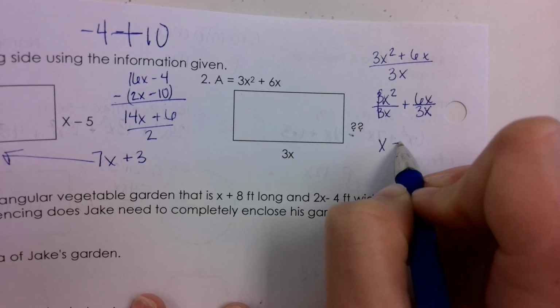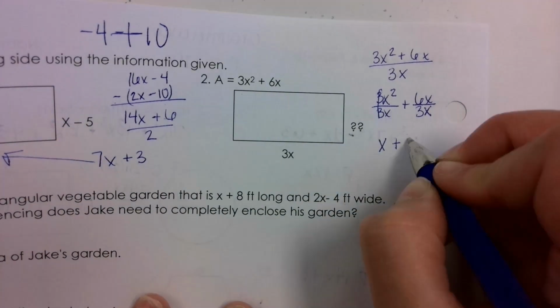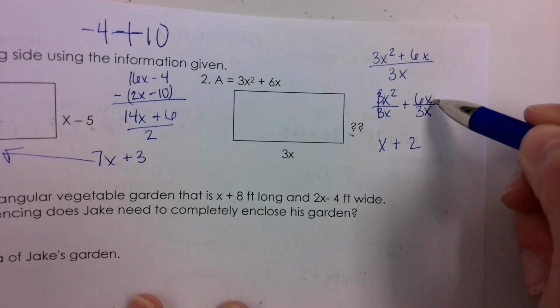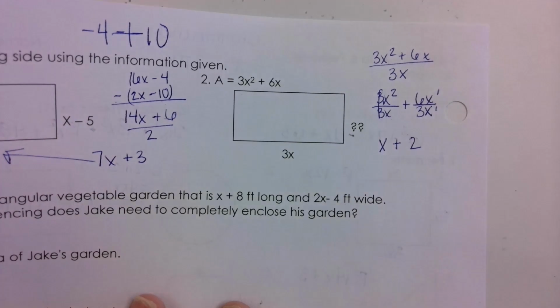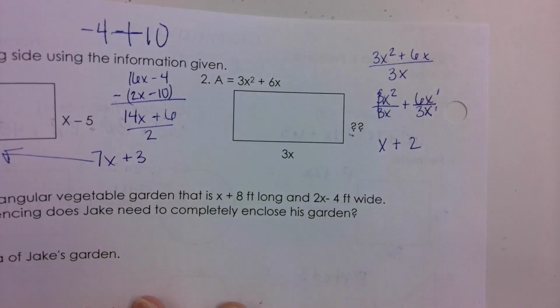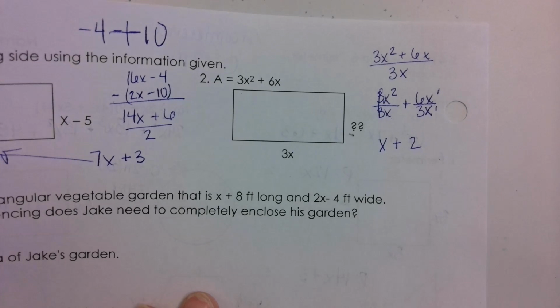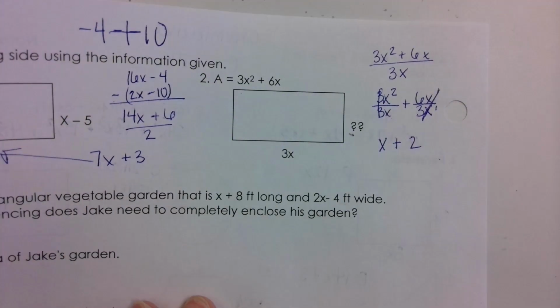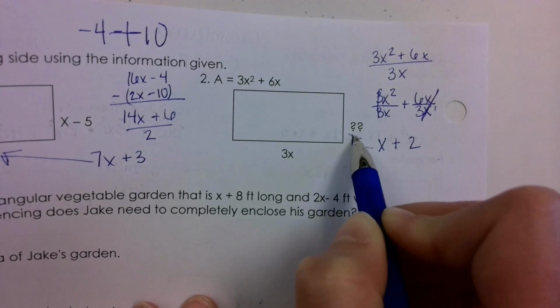Plus, what is 6 divided by 3? 2. And then x divided by x. Remember, subtract your exponents, so 1 minus 1, what do you get? 0, so x to the 0 power is 1, so 2 times 1 is just 2, so those kind of cancel, right? So that side we're missing is just x plus 2. How could we check our answer there?